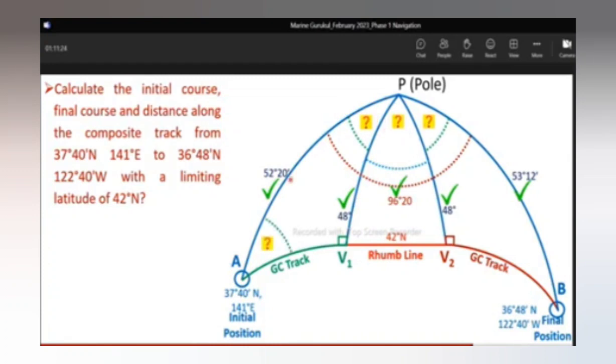We can also calculate angle A, and this shall help us in giving the initial course when the vessel sets sailing on this GC track at A. We can also calculate angle B, and this shall help us in getting the final course of the vessel. We can get this distance A to V1, distance V1 to V2, and distance V2 to B. All these added together shall give us the total voyage distance.